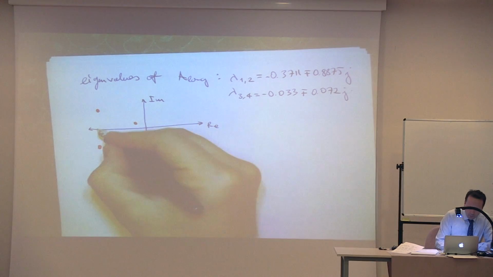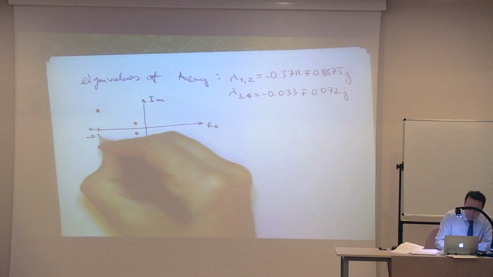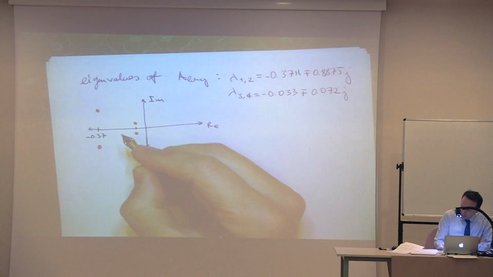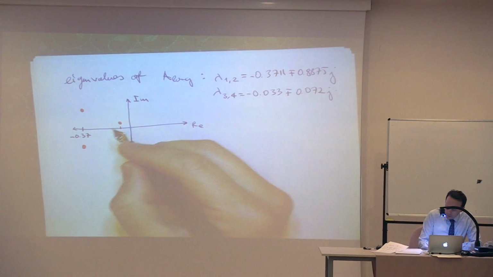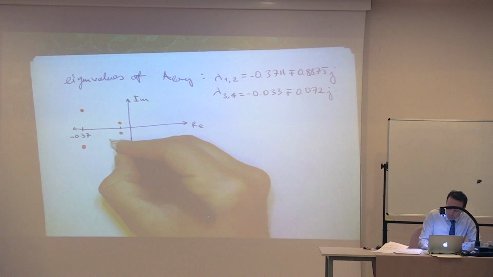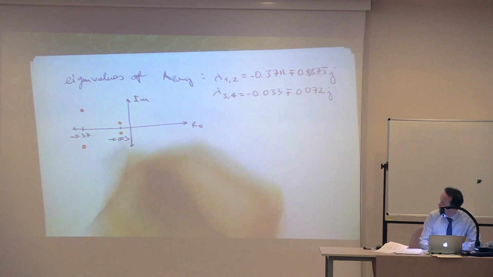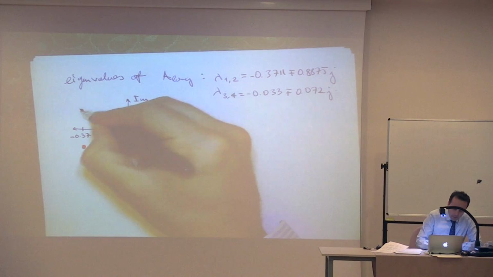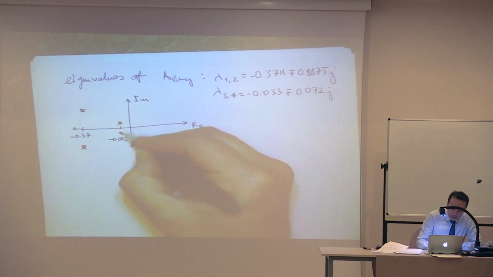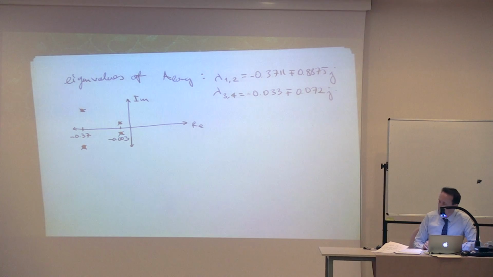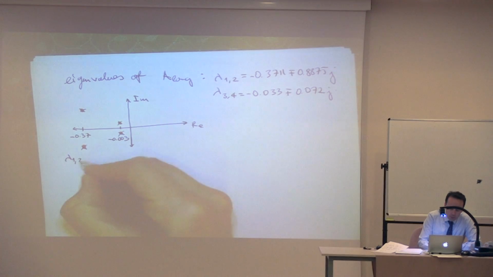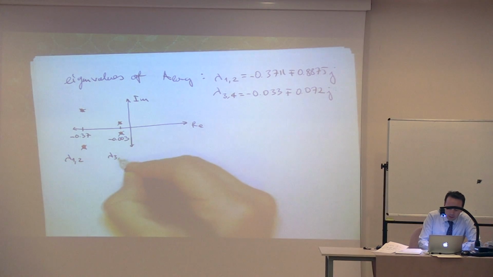And this one here is at minus 0.37, okay? And this one here is much smaller. It's 0.003, right here. So two complex roots here. And as you said, this one here is lambda 1 and lambda 2, and this one here is lambda 3 and lambda 4.